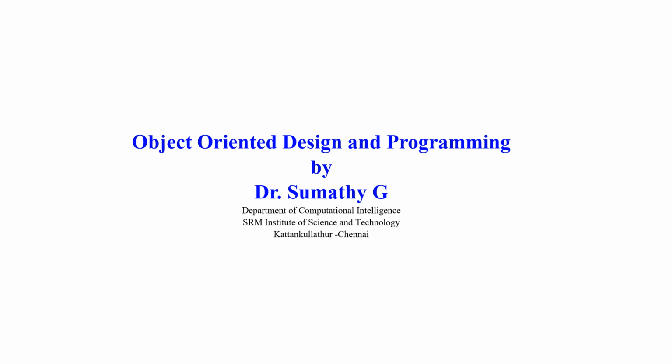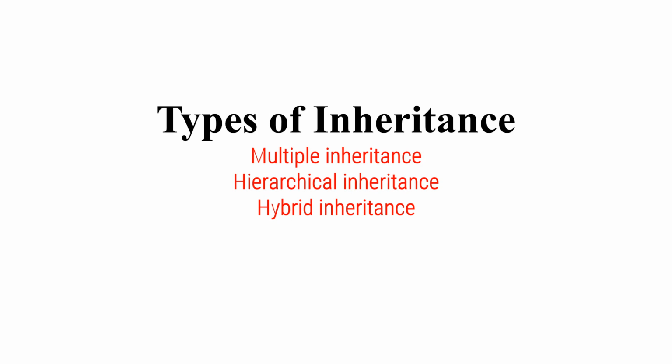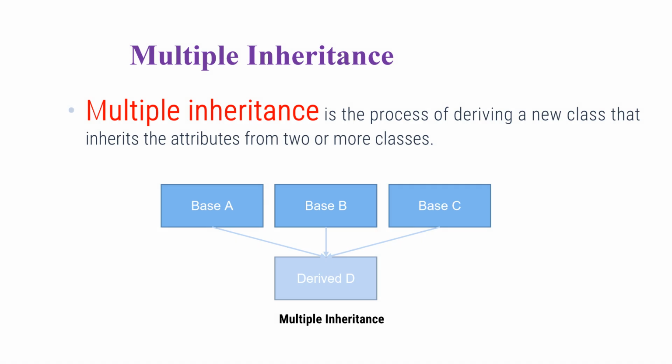Object-oriented design and programming. Types of inheritance. In types of inheritance, we are going to discuss three types of inheritance: multiple inheritance, hierarchical inheritance, and hybrid inheritance. First, we are going to discuss multiple inheritance.